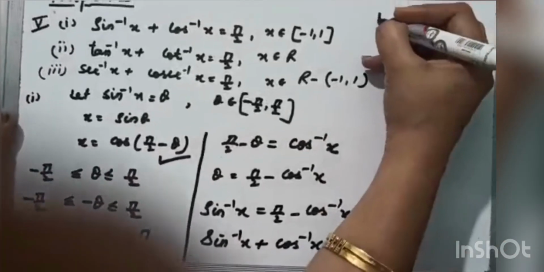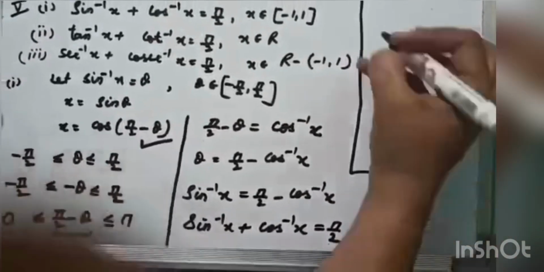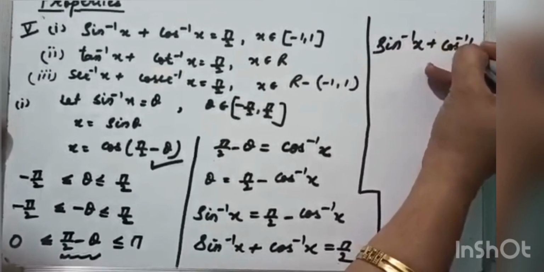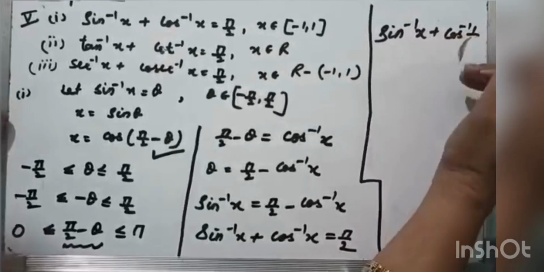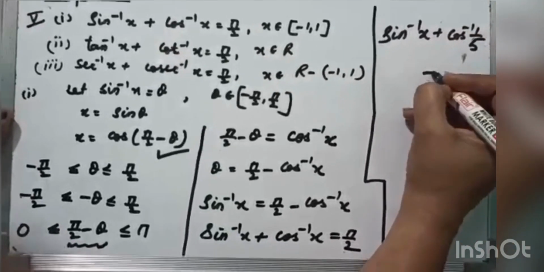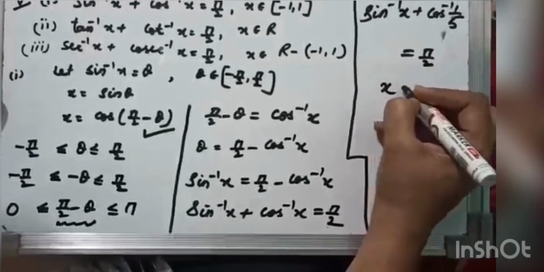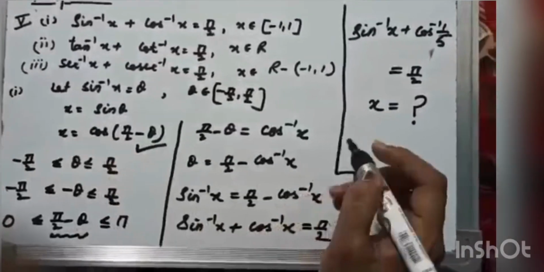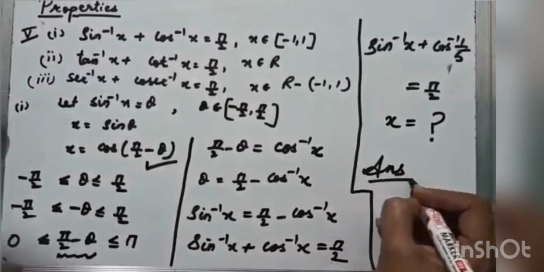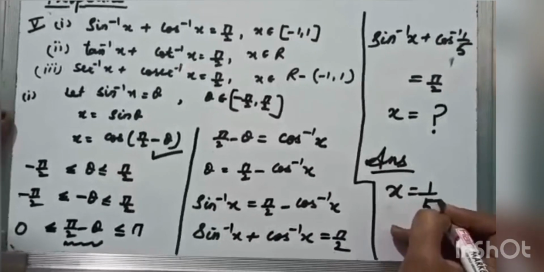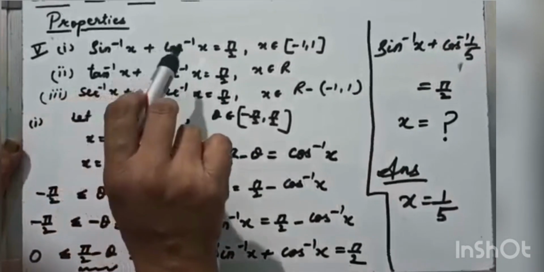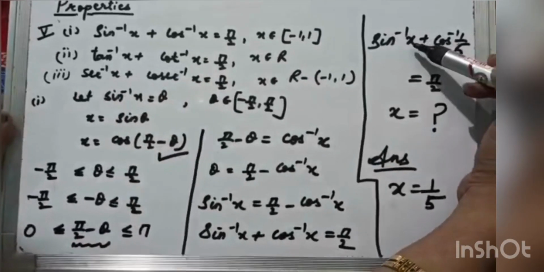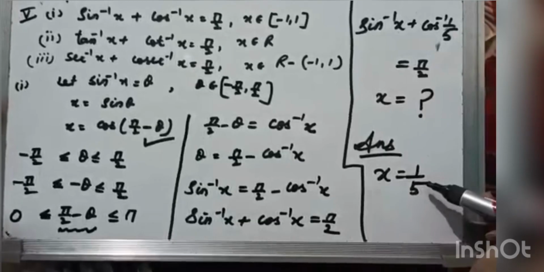So how do we use this property in our questions? For example, sin inverse x plus cos inverse 1 by 5 is equal to pi by 2, and the question is to find the value of x. With the help of this property, without doing any calculation, we can directly write our answer as x equal to 1 by 5, because sin inverse x plus cos inverse x is equal to 90 degrees. This is 1 by 5, this is 90, so x is also 1 by 5.